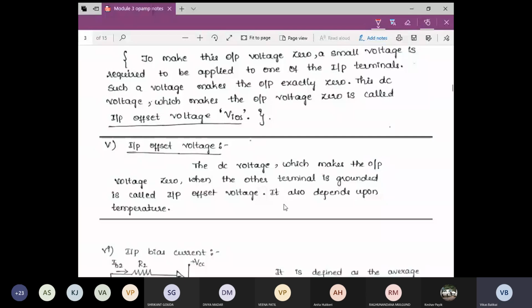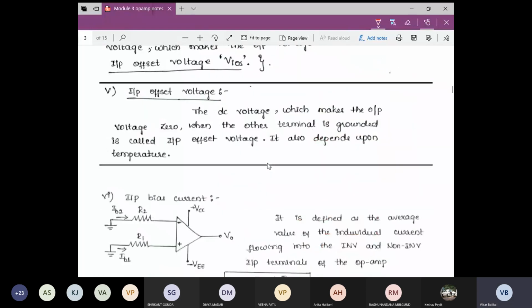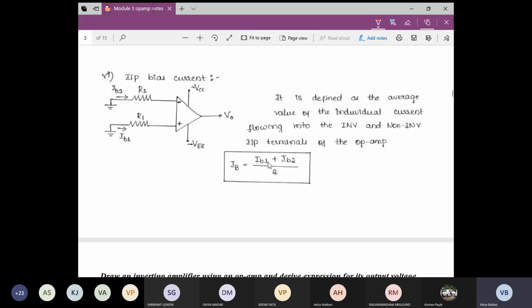See, that's what I did. The other terminal, my inverting terminal, is grounded, and in the non-inverting terminal a 2 millivolt noise had come and sat from somewhere. To nullify it I applied one more 2 millivolt, which is exactly opposite in nature. So that 2 millivolt and this 2 millivolt are nullified, the input becomes 0, and hence I'm going to get output as 0. Whatever voltage you apply at the input side such that it makes your output voltage 0 is known as your input offset voltage. Fine. Now there is something called input bias current.